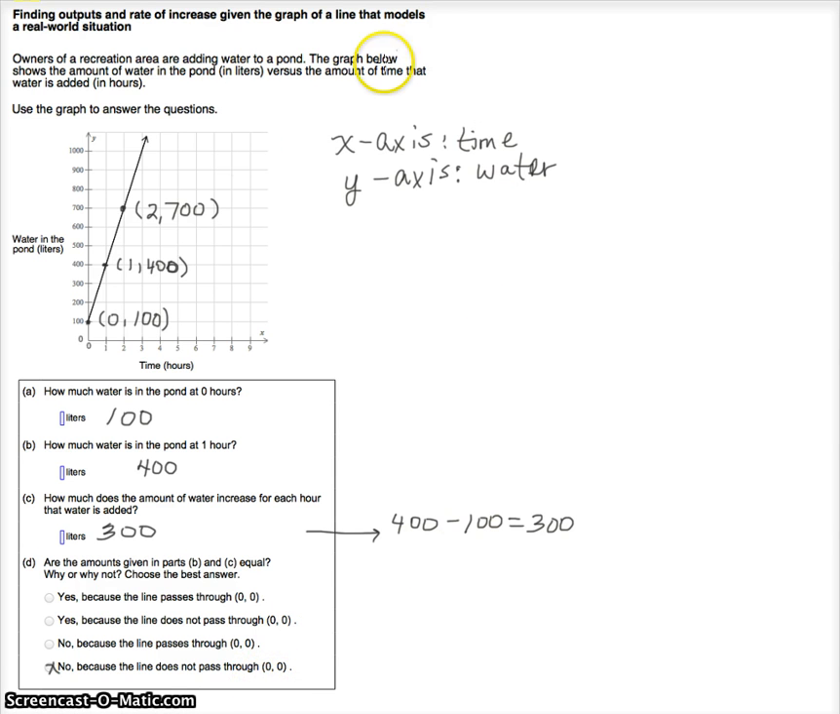So for these types of problems, we're just going to interpret the x and y axes and answer the questions as accurately as possible using a little bit of subtraction.